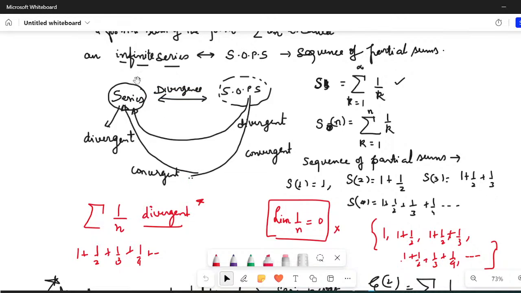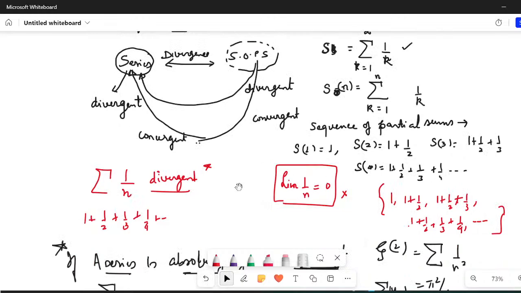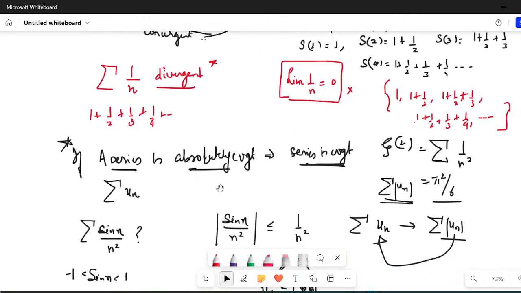And yesterday I told you that the convergence of a series depends upon the convergence and divergence of the SOPs. So the series behaves the same way as the SOPs do. SOPs means sequence of partial sums. I have abbreviated this particular thing as SOPs.